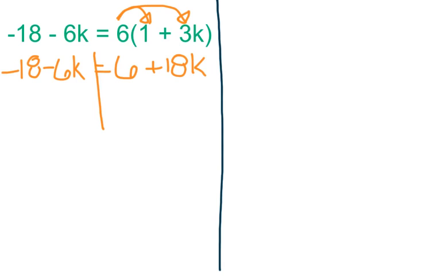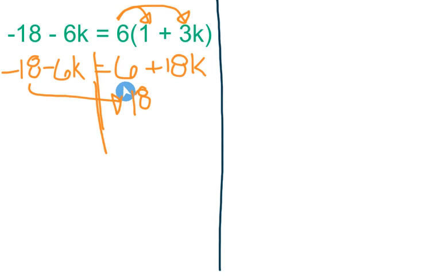So if we look over here on the left, we've got a negative 18. That's a constant term. It doesn't belong there. Negative 6k does, but negative 18 does not. So we're going to take this and we're going to cross the street. When we cross the street, it becomes positive 18. Okay? Now, when we look at the other side, we have a positive 6, and that's fine.